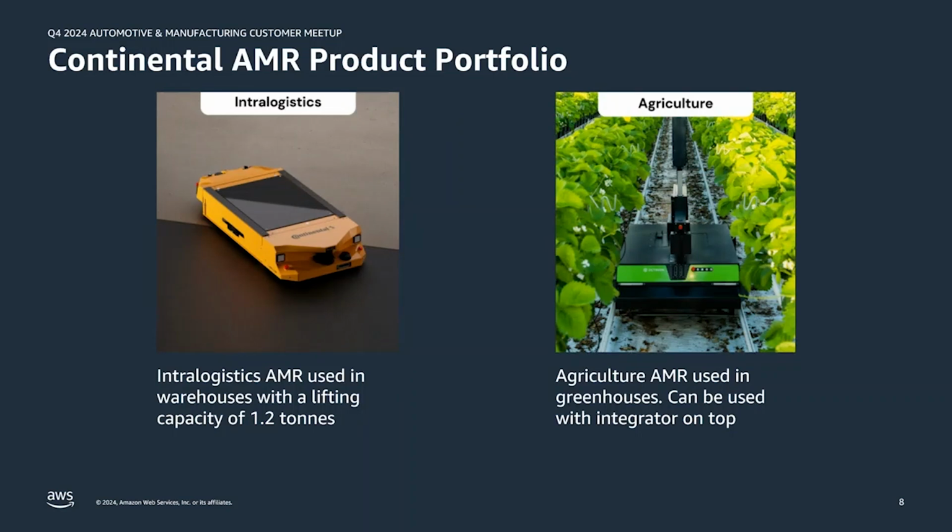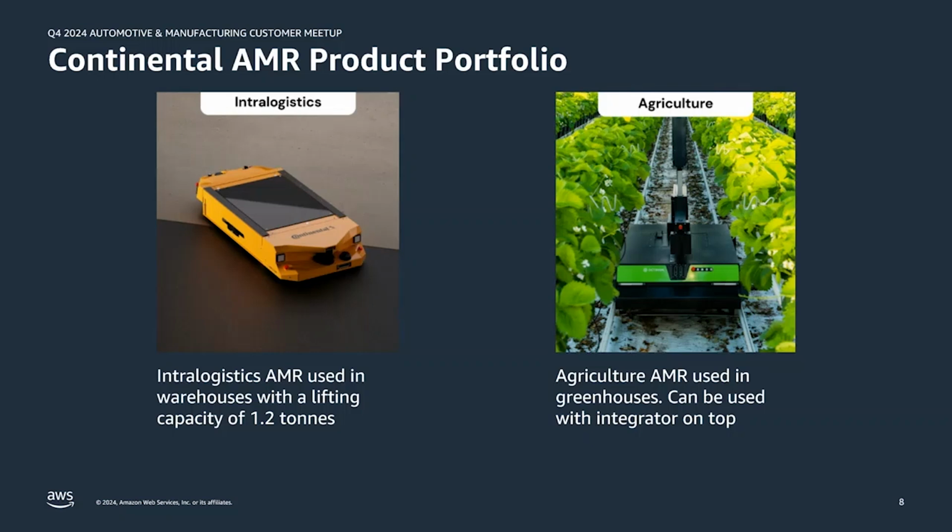The other one, what you see on the agriculture side, is our agriculture offering, and these are used in greenhouses. Basically these are foundational mobile robots, and you can attach any other device on top of them. I can talk about a customer use case. The customer is called Octiva, where they use our robots and deploy them in greenhouses in Europe.